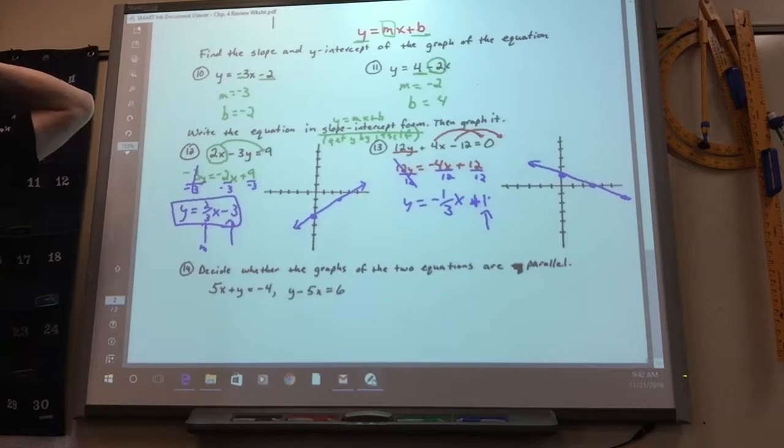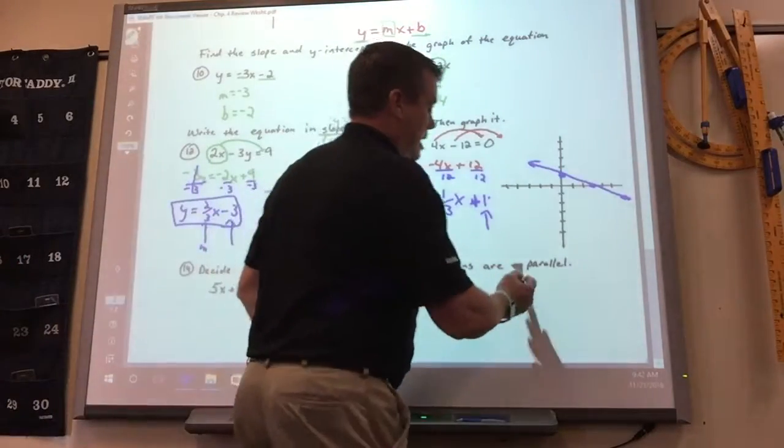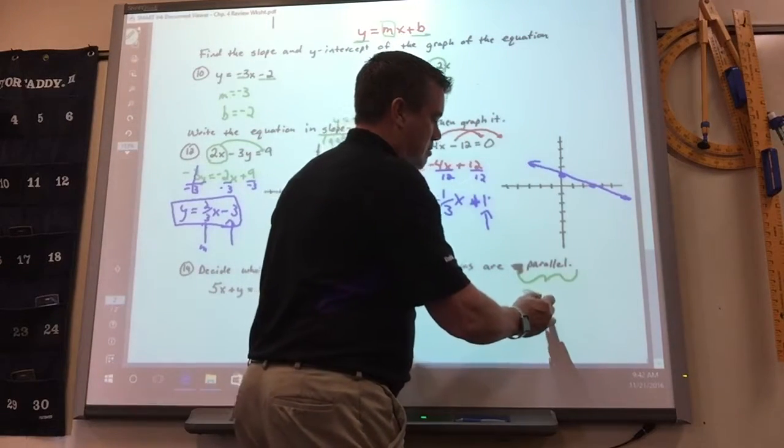And then the last one is like the last assignment. Decide whether the graphs are parallel. If they're parallel, what do you got to look for? Slope. Same slope. So, yeah.